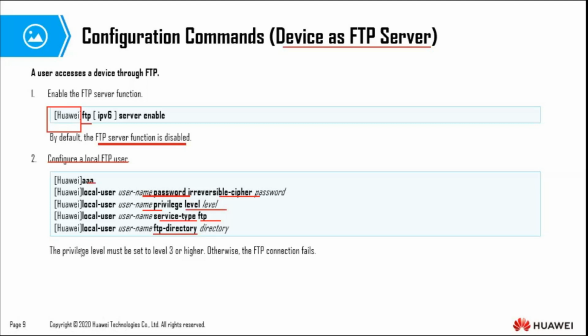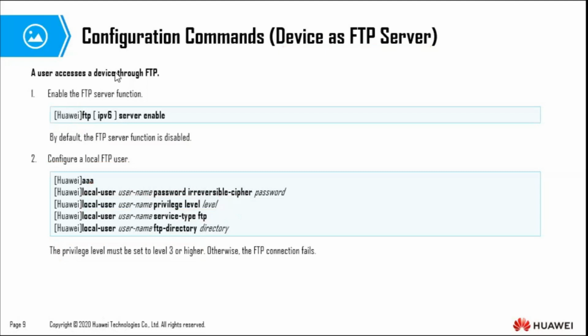Now, it is important that you understand that FTP cannot work unless the privilege level of the user is 3 or higher. It has to be 3 and above. So here, when you're giving the local user a privilege, give them a privilege of 3 and above. Otherwise, they will not be able to log in using FTP.